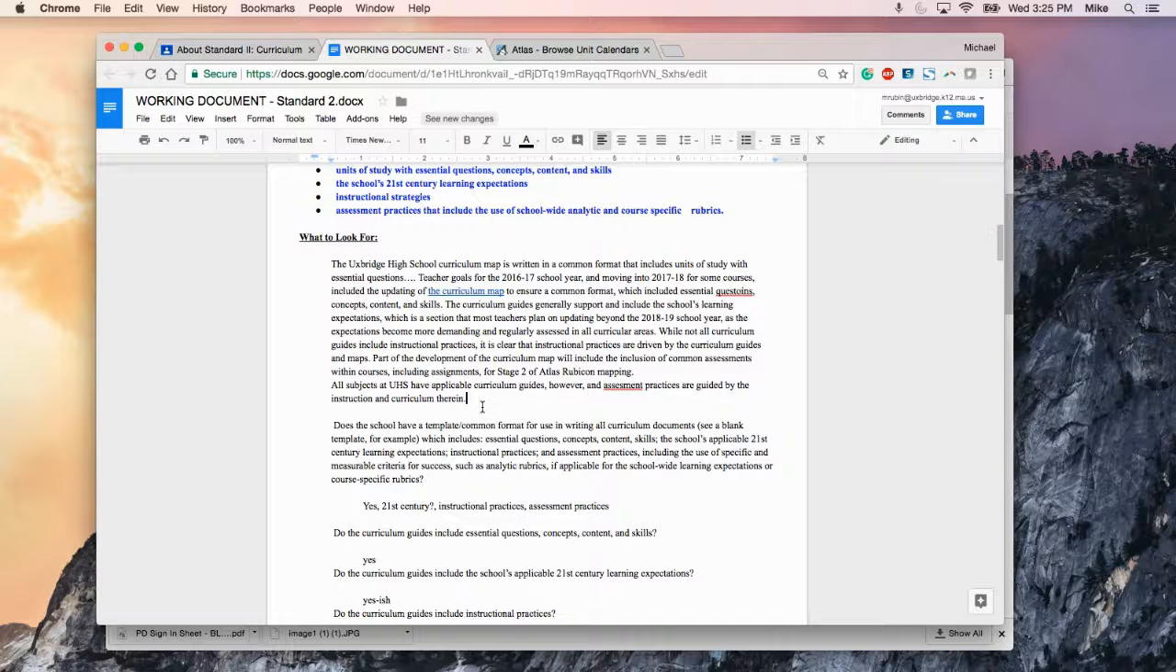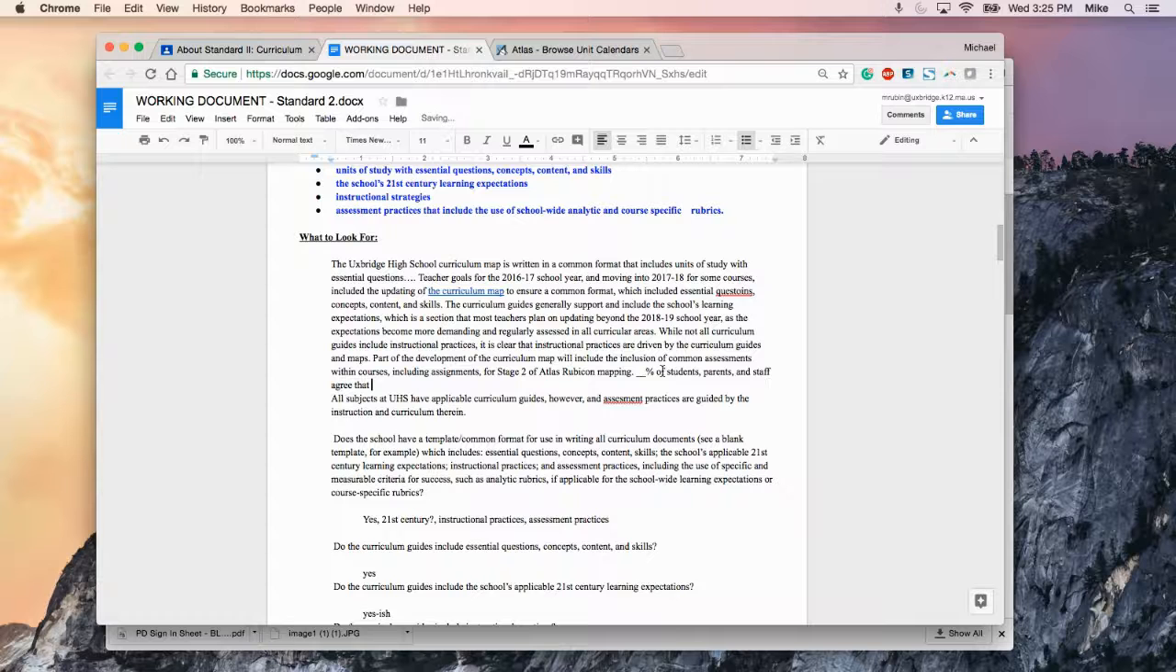Now, when we get the Endicott survey, we might be able to include that percent of students, parents, and staff agree that the curriculum map includes what have you. And we could link the Endicott survey results right there as well, in the same way. Hope that made sense, and that's how you link things.